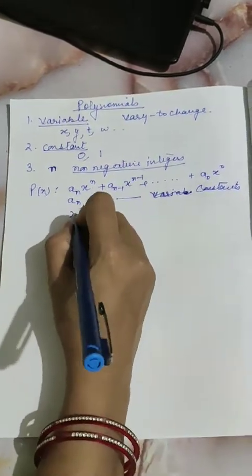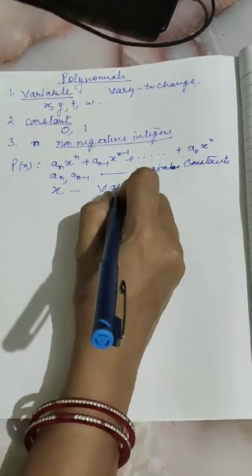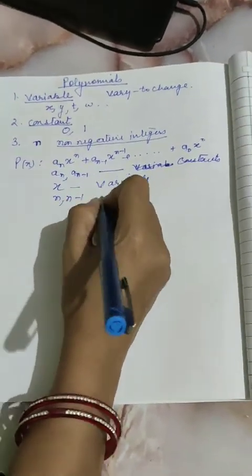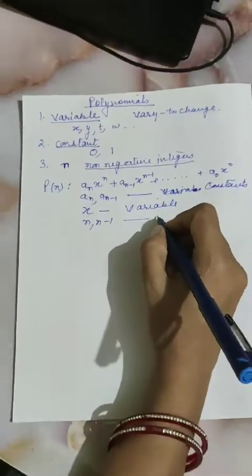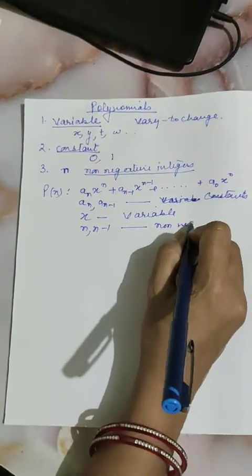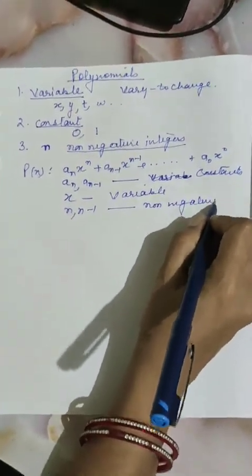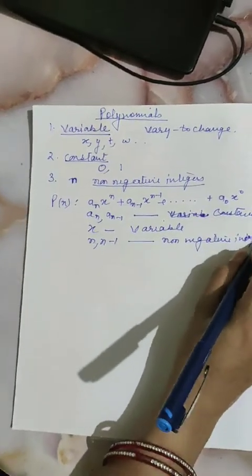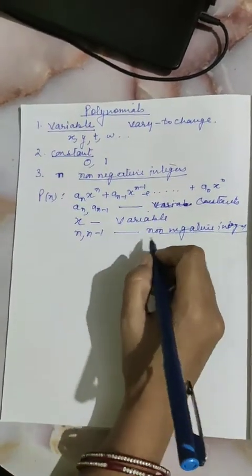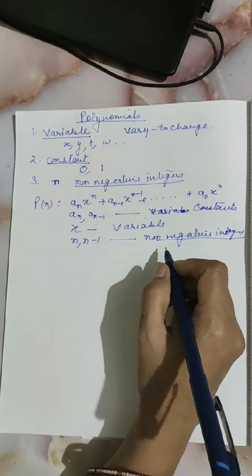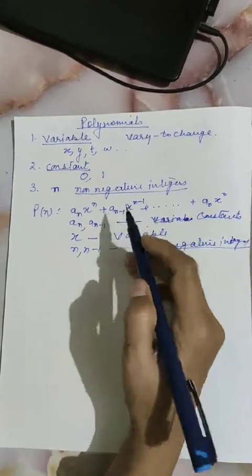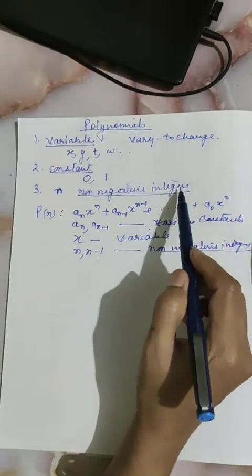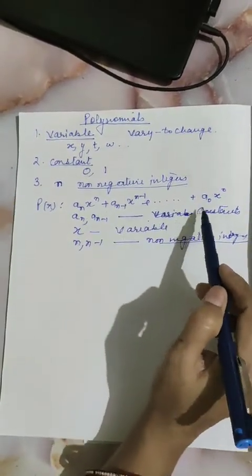Now x is a variable. n, n minus 1, they are non-negative integers. Non-negative integers means they can't be fractions, they can't be negative. So when they all combine, variable, constant, non-negative integers, then they give the polynomial.